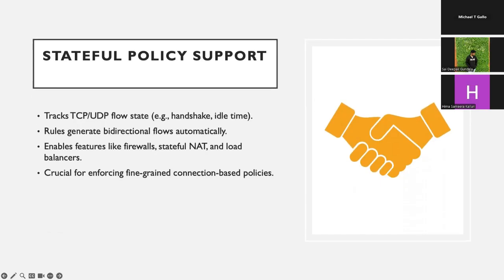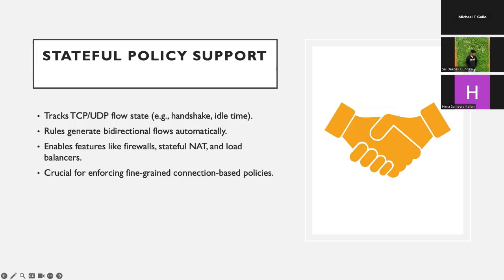So next, let's move on to stateful policy support. This is another area where VFP stands out from previous virtual switches. It tracks flow states like TCP and UDP handshakes. Rules create paired inbound and outbound flows. It enables features like firewall, stateful NAT, and load balancers, and is also crucial for enforcing fine-grained connection-based policies.